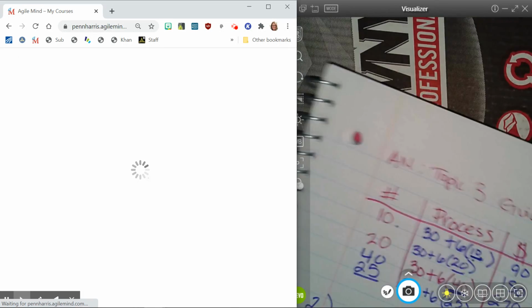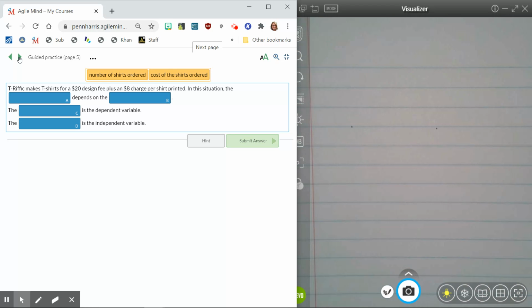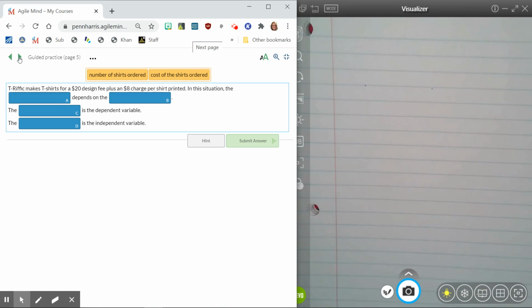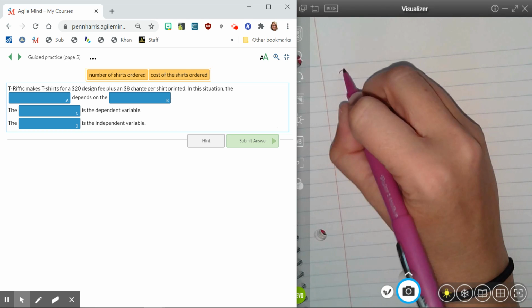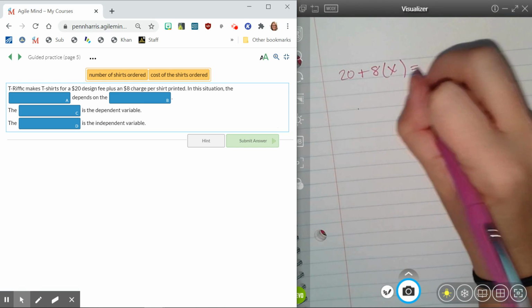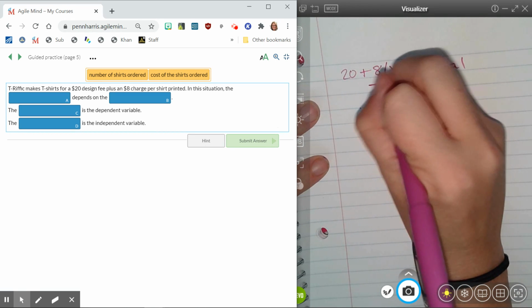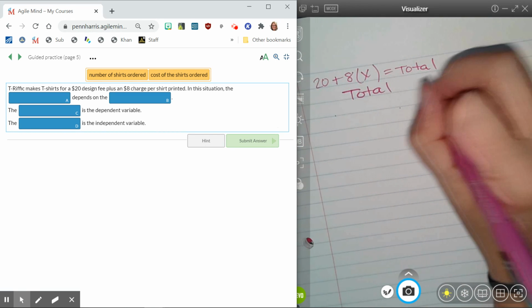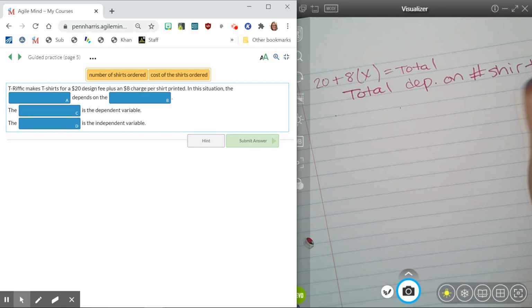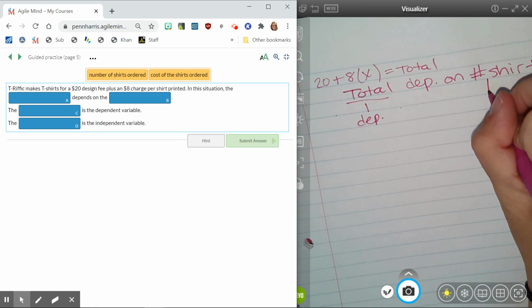Going on to question 5. Okay, so now, again, same scenario. They make a t-shirt that is $20 plus an $8 per shirt processing fee to give us our total. So our total cost depends on the number of shirts. My total is my dependent. My number of shirts is independent.